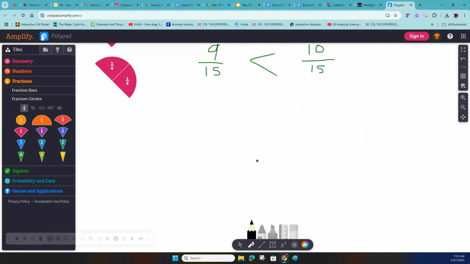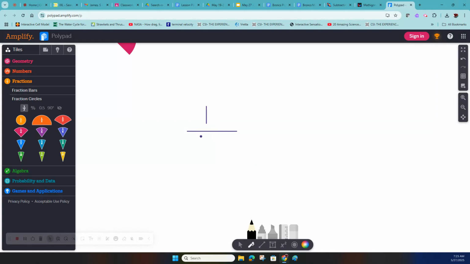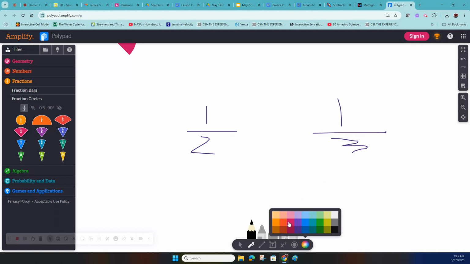Have fun comparing fractions. And remember, the best way to do that is to find a common denominator. And here's one last example. Times each fraction by the other fraction's denominator. And I know that's really messy. I'm trying to go for speed.